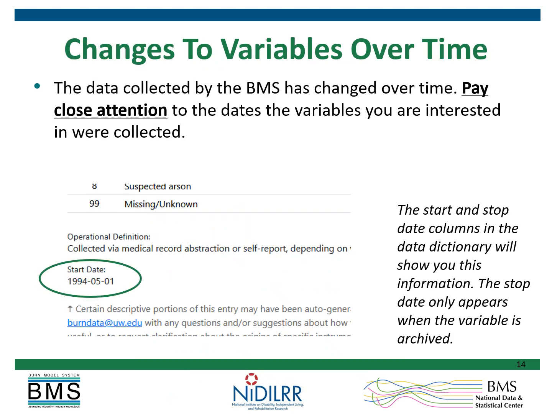Because the BMS has been in place since 1994, the data collected has changed over time. You want to pay close attention to the dates of the variables you are interested in. For example, this was collected starting in 1994. The stop date will only appear when the data is archived. But when you do look at archived data, you want to pay close attention to the stop date because it will show you how long the data was collected for and might give you an idea of whether there will be a lot of data for that variable if it was collected for 20 or 30 years, or if it was collected for a very short amount of time.